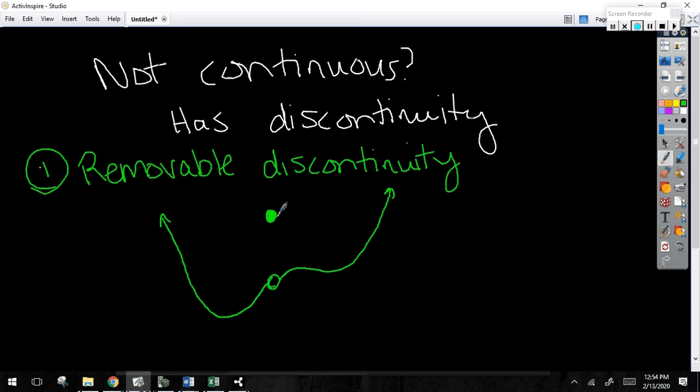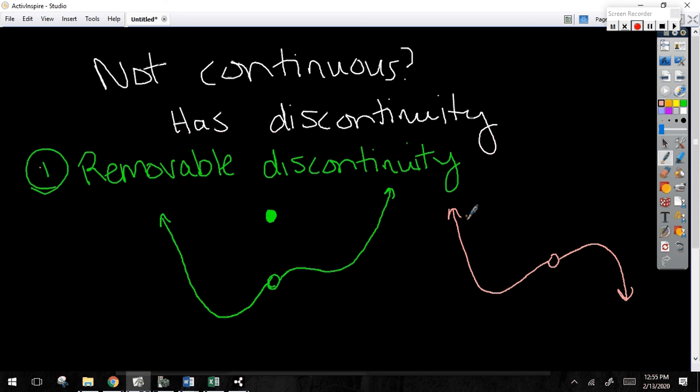It literally looks like somebody took the graph and took a point out of it and then just stuck it somewhere else. They removed it and stuck it somewhere else. That's a removable discontinuity. It's still a function. It still passes the vertical line test, but it's got some strange things going on with it. Okay, can you recognize a removable discontinuity? Sometimes that removable discontinuity may not have another point with it. It might just be a hole in the graph. Still, it's removable. You could literally take it out of the function.